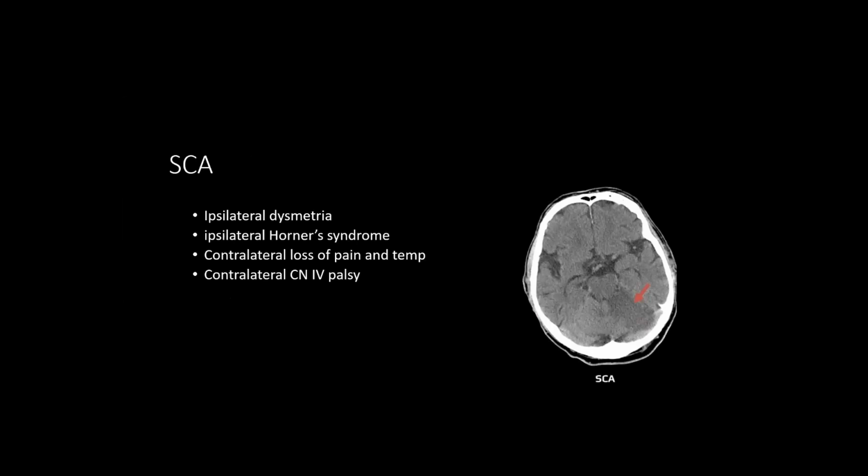Now going further back into the posterior circulation, you've got the superior cerebellar artery. These folks will have dysmetria because they're involving a large territory of the cerebellum. They also may have a Horner syndrome because of the pathway of the autonomics. And contralateral loss of pain and temperature, and a fourth nerve palsy, depending on how extensive the stroke is.